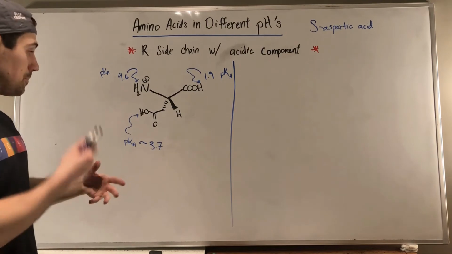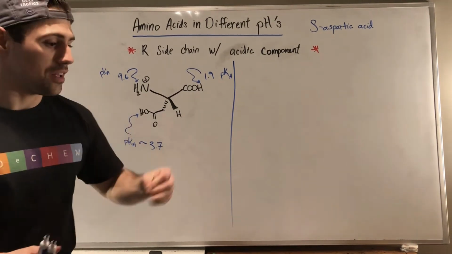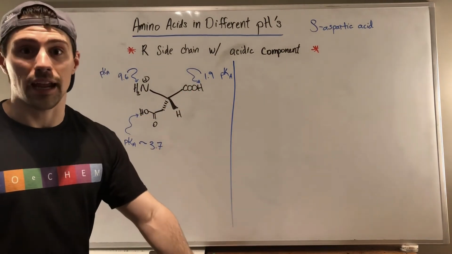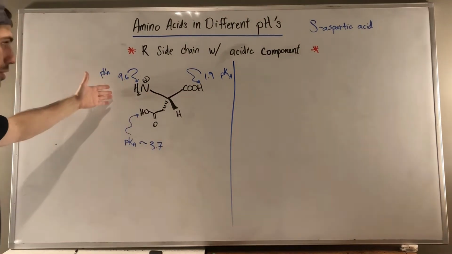And more importantly, what I want to do is take the pH elevator, as I'm going to call it. We're going to start from the ground floor up. We're going to start at a super, super low pH, where we're super acidic and everyone's protonated, which is what we have going on here, right?